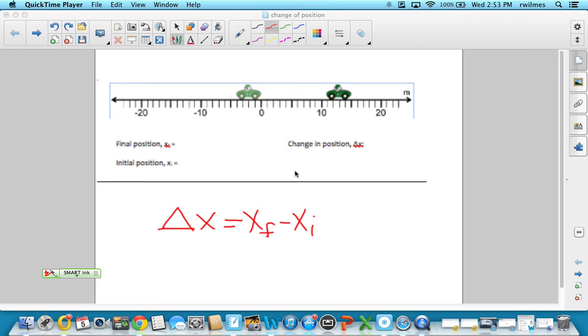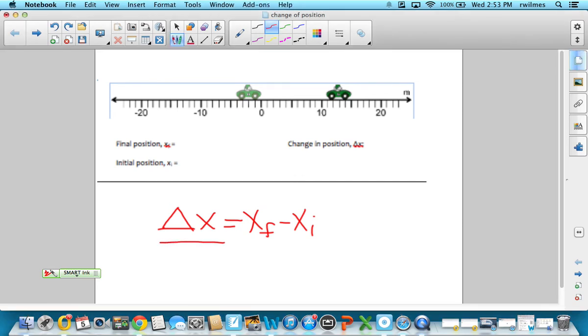Position. And I've got the formula down here. Anytime you see a triangle, we know that means change, and the X means position. So the formula that we have for change of position that we're using in this class is change of position is equal to final position minus initial position.